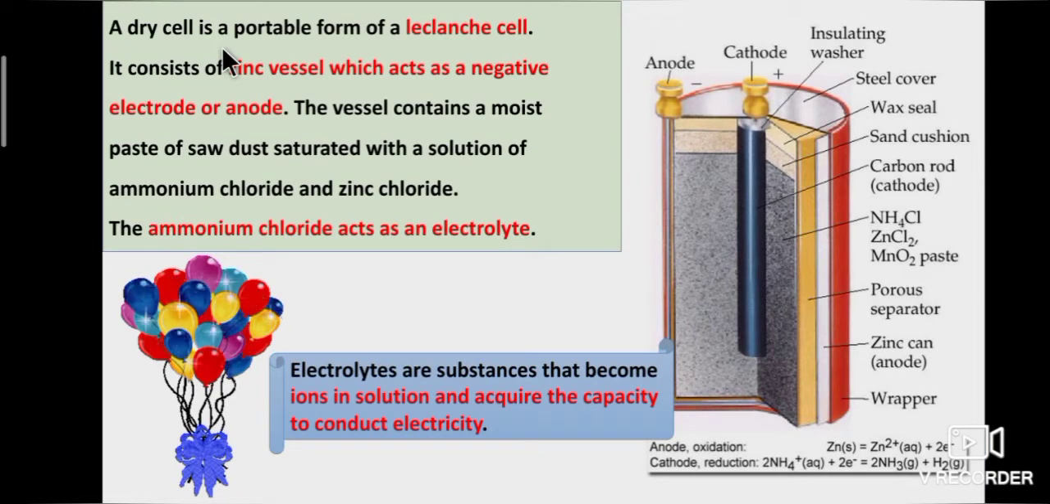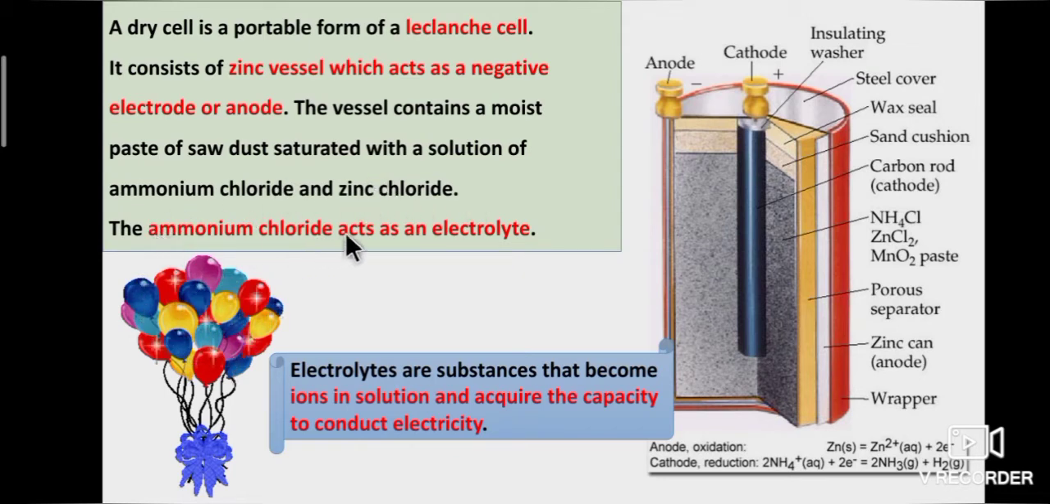A dry cell is a portable form of a Leclanche cell. It consists of a zinc vessel, which acts as a negative electrode or anode. So the zinc vessel acts as an anode. The vessel contains a moist paste of sawdust saturated with a solution of ammonium chloride and zinc chloride.